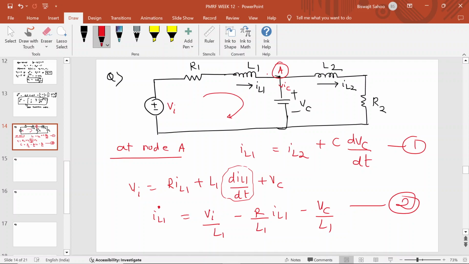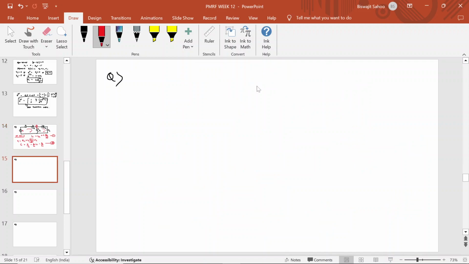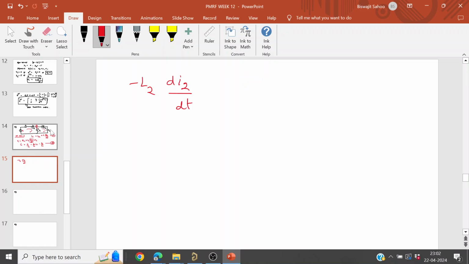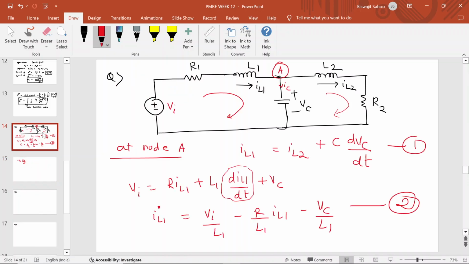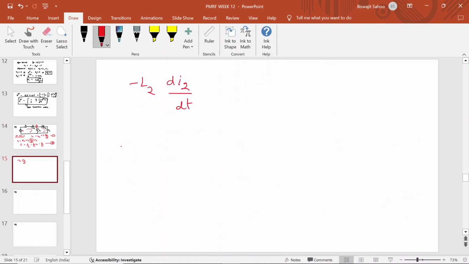Similarly, write another KVL equation on loop 2. Write down minus L2 dIL2 by dt. I have taken IL2 here, so in place of I2 you write IL2, minus R2 IL2 plus Vc equal to 0.